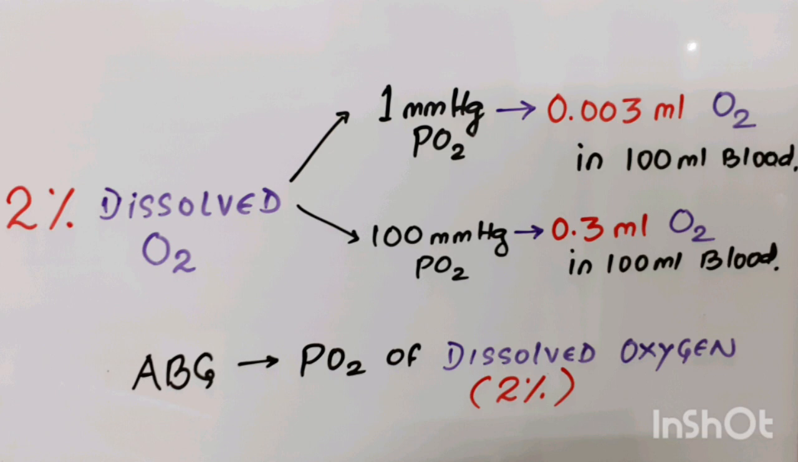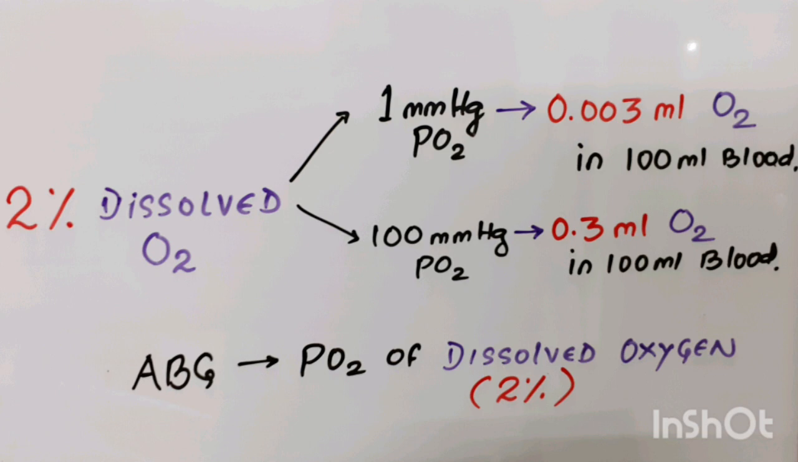The amount of oxygen dissolved in blood is directly proportional to its partial pressure. For each millimeter of mercury of partial pressure of oxygen, 0.003 milliliter of oxygen gets dissolved in 100 ml of blood. So at 100 millimeter mercury of partial pressure of oxygen, 0.3 milliliter of oxygen gets dissolved in plasma.